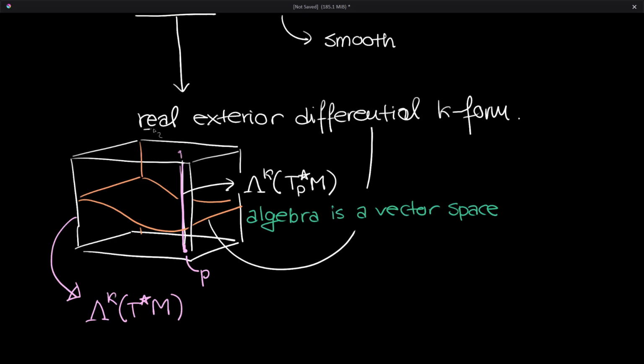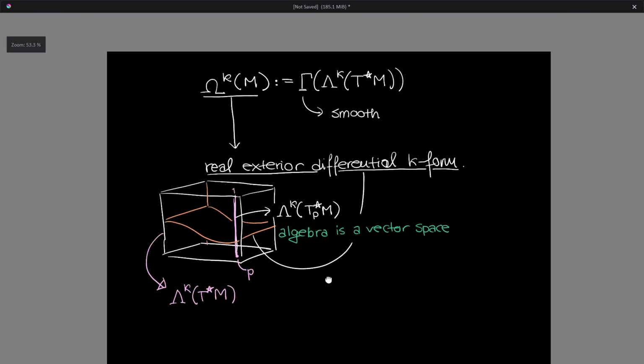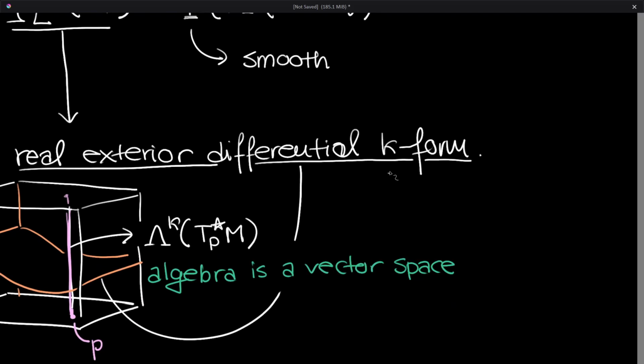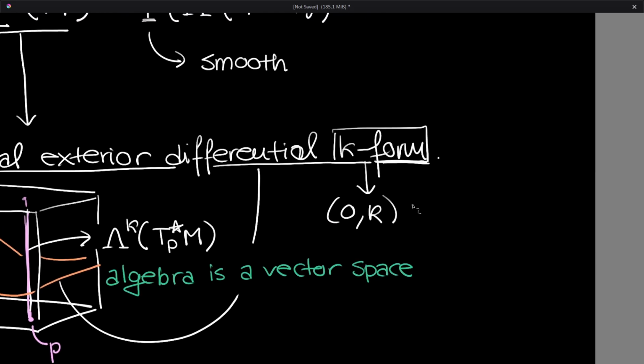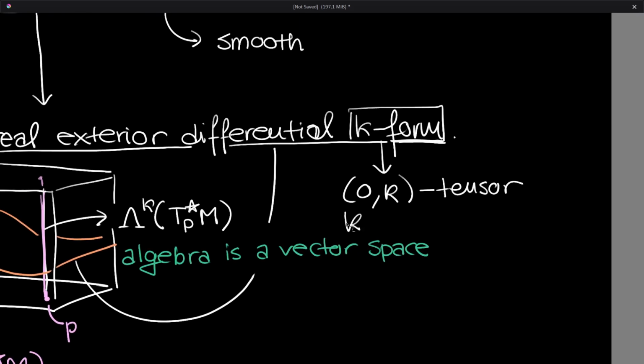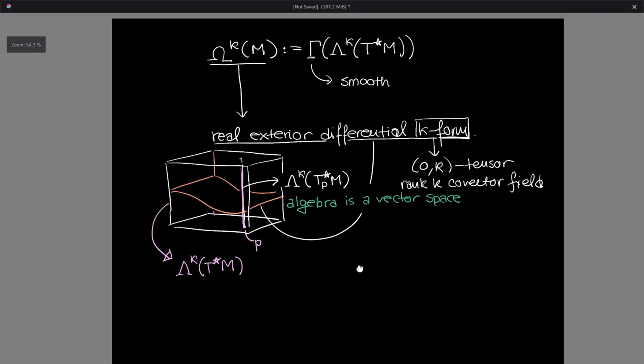a real exterior differential K form. It's a covector field form. That's why we were talking about covariant tensors, right? A K form is a 0K tensor, or a rank K covector field. You could think of it in any of those ways, whatever suits your fancy. So that's what we have over here.